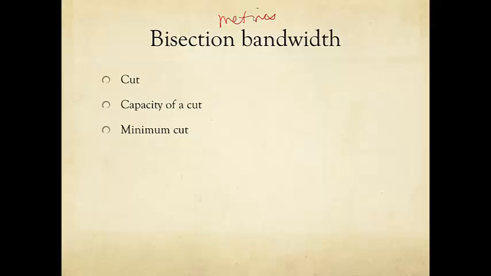We'll mention two. One is called bisection bandwidth. The other is called the blocking or non-blocking property.